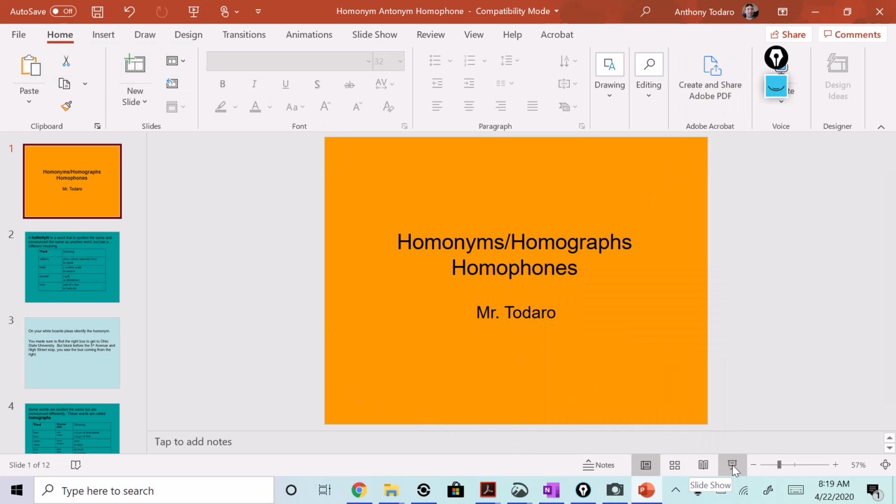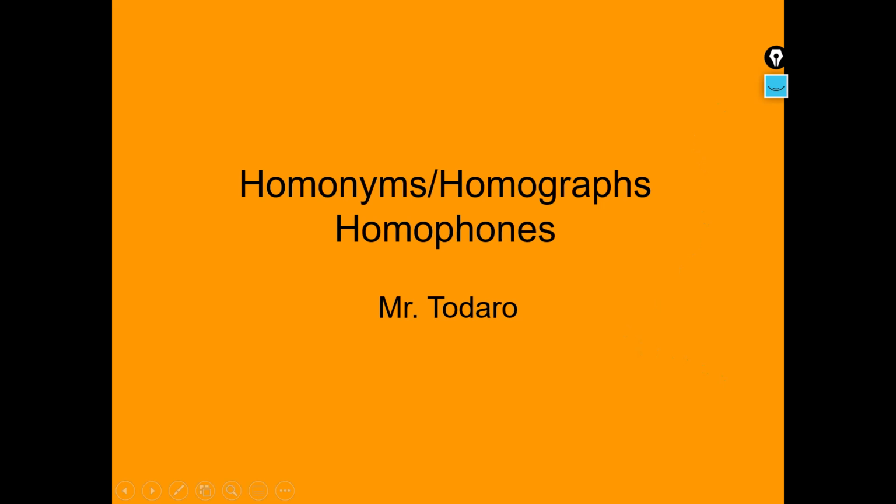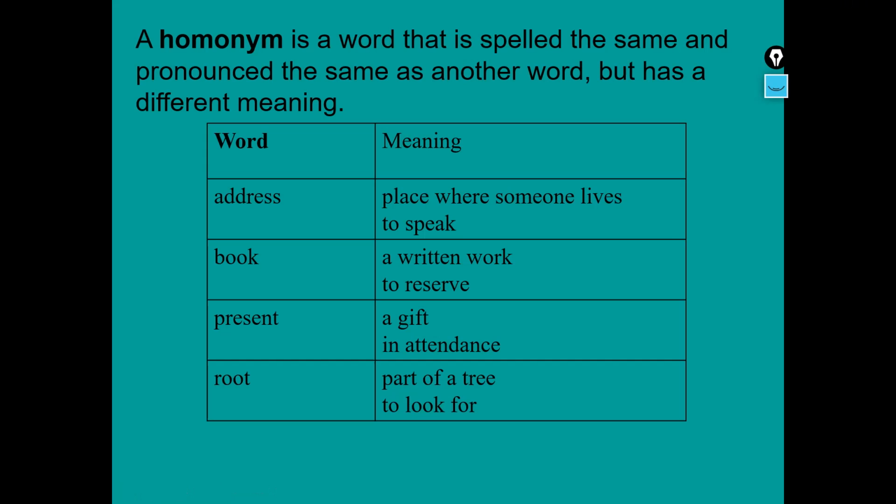All right, let's do this. So homonyms, homographs, and homophones. I'm going to show you the difference between them. A homonym is a word that is spelled the same and sounds the same as another word, but it has a different meaning. Take a look. This is what I mean.